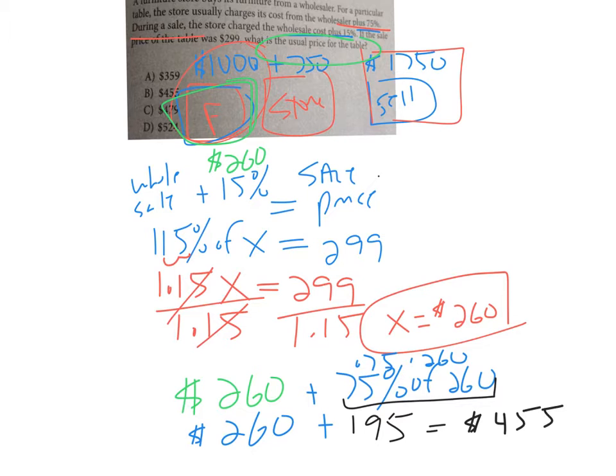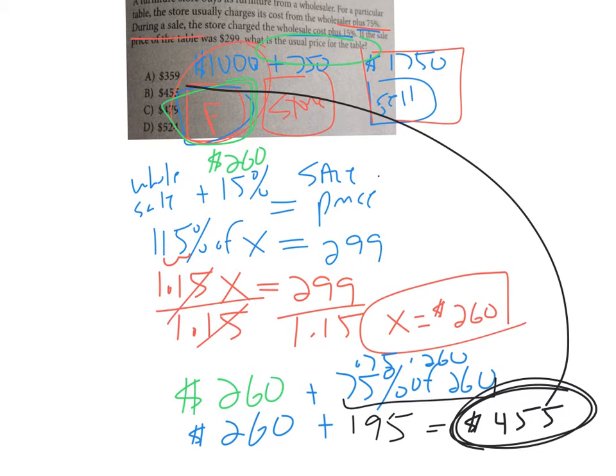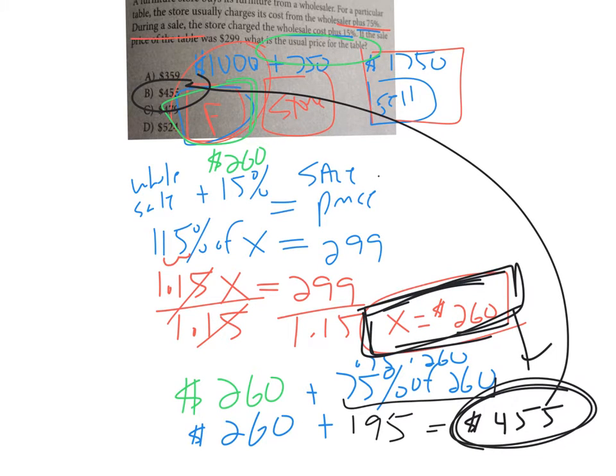So in this case, answer choice B, $455. You had to find what the furniture store paid for it itself, and then figure out what it would charge its customers normally. So in this case, the table is $455.